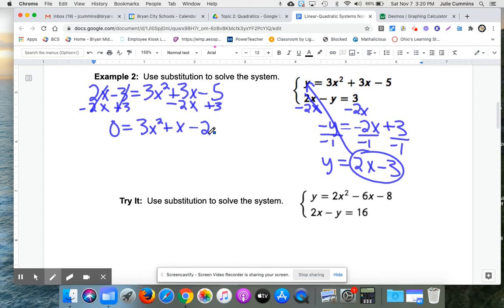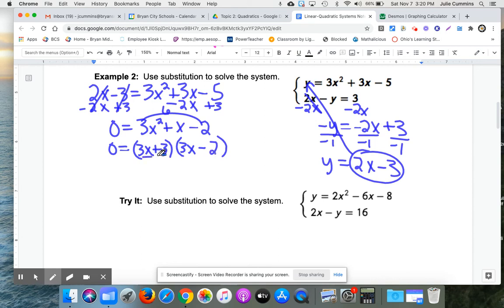Yep, it's factorable. Okay, so I'm going to factor this. I'm going to use umbrella factoring. 3x and 3x. See, the signs are different, and I get 6. I need factors of 6 to add up to 1, so that's going to be 3 and negative 2.